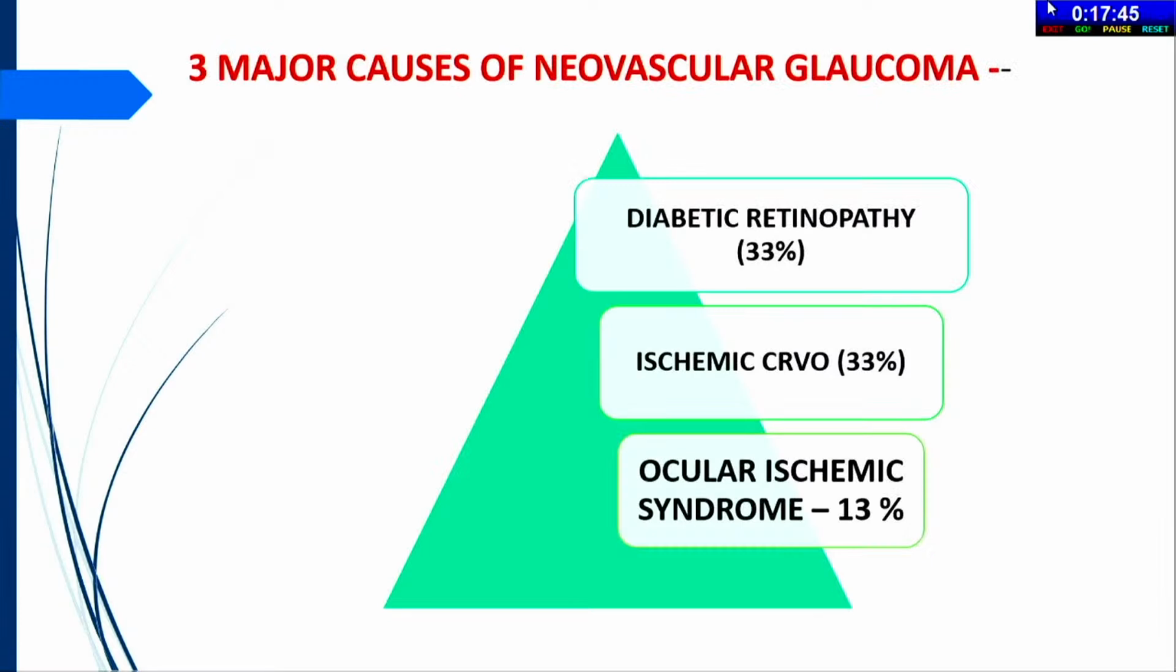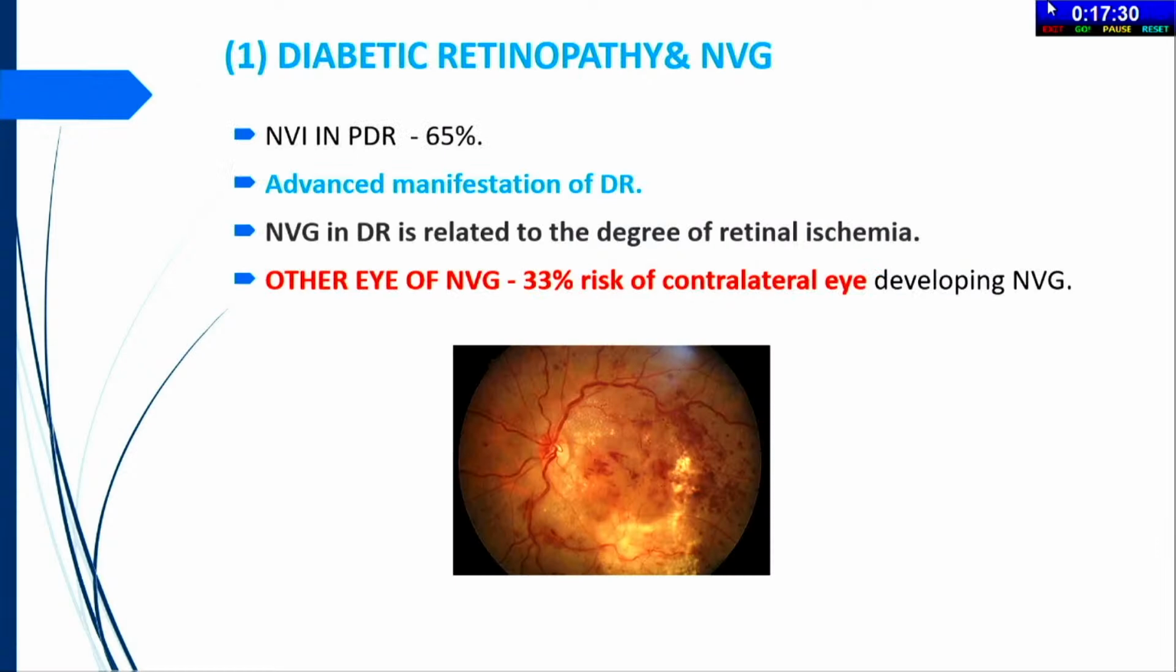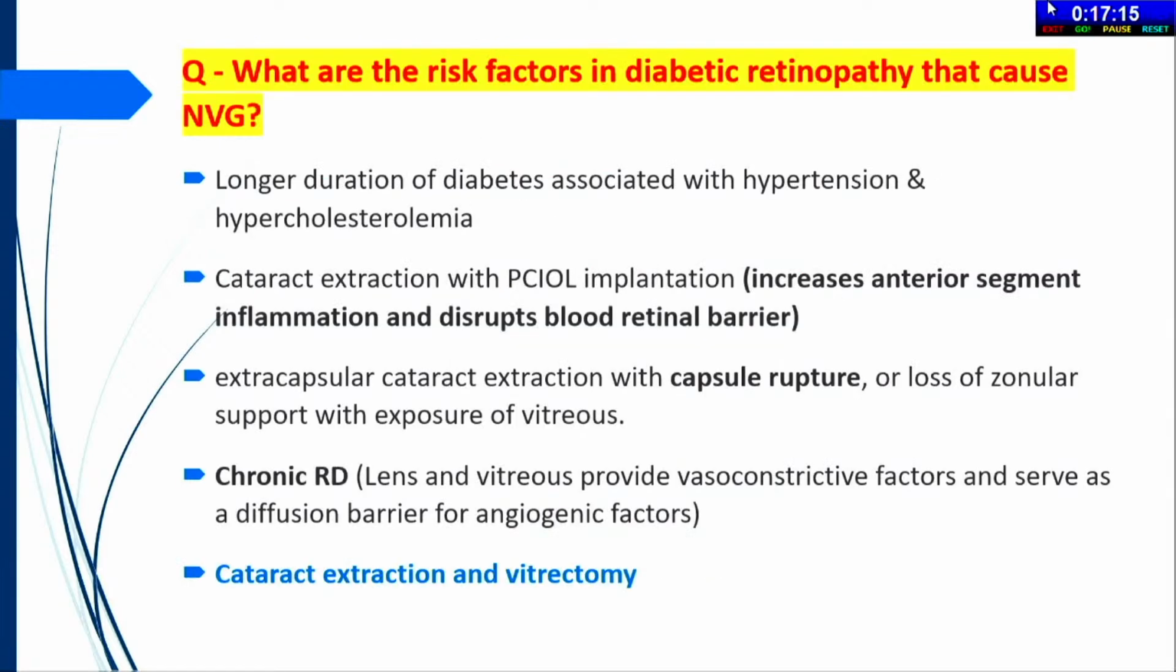What are the three major causes, if somebody asks you? They are diabetic retinopathy, ischemic CRVO, and ocular ischemic syndrome. These are the major three causes for neovascular glaucoma. In diabetes, it is mainly in PDR, where there is advanced diabetic retinopathy, which leads to ischemia, and because of the ischemia, there is neovascularization in the anterior chamber. Also, there is a risk of involvement of the other eye too.